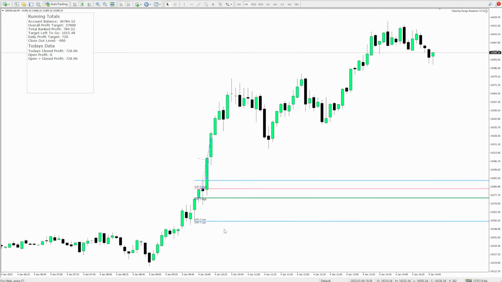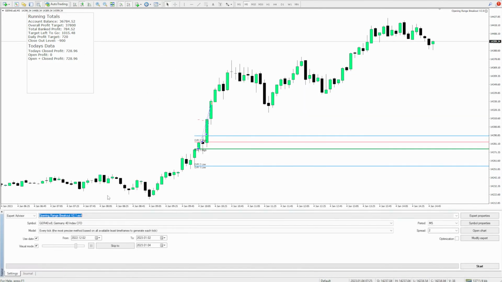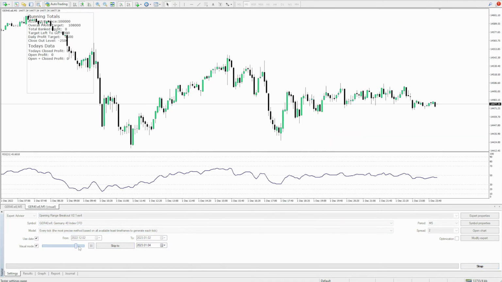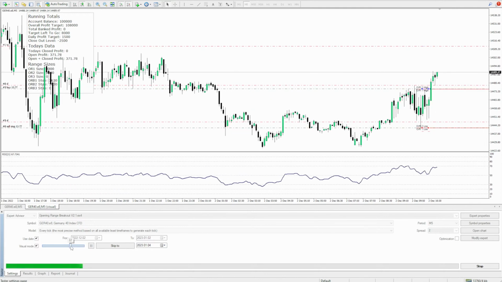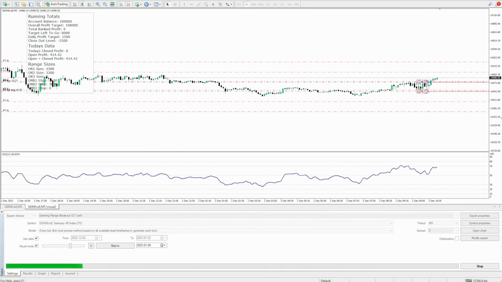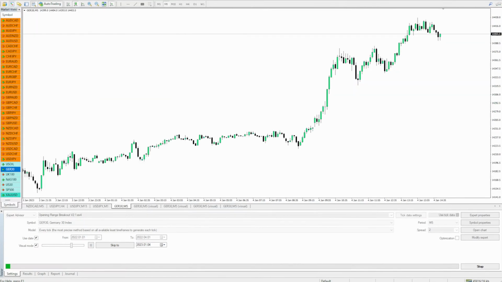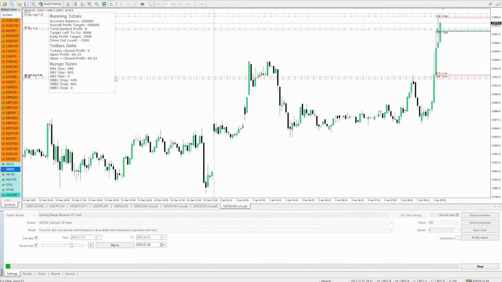If you have a 2-digit broker like this one, if I just run this, you will see that the opening ranges are in the thousands rather than the hundreds. So that's the difference. This is a 33 pip or 33 point range on this broker, because they use 2 digits, is displayed as 3,300. If we were to do the same thing on this broker that uses 1 digit, it would be 330. Yeah, so that's the difference.